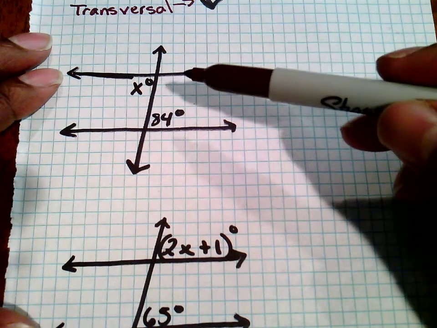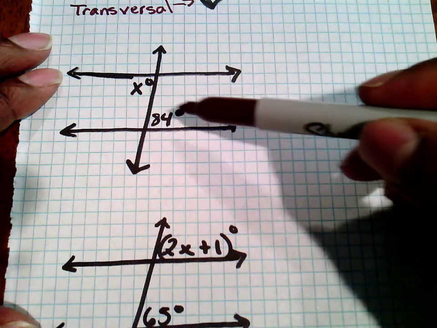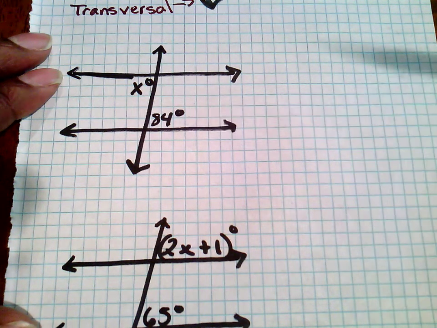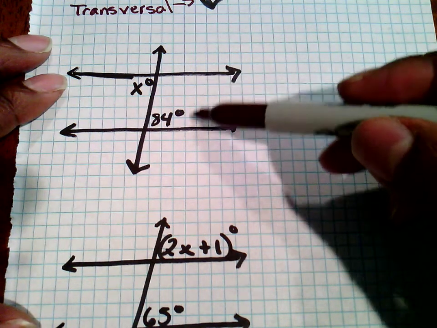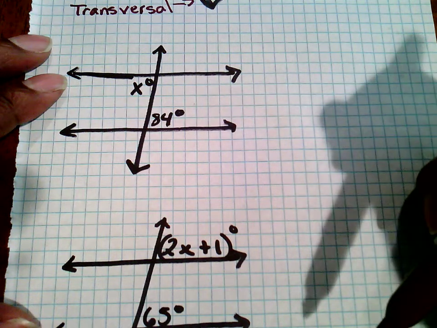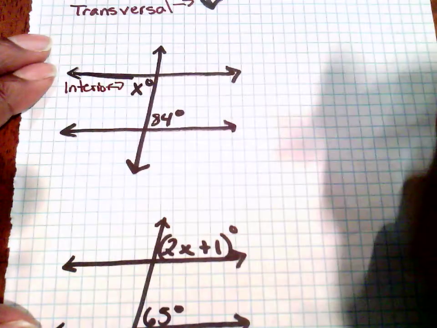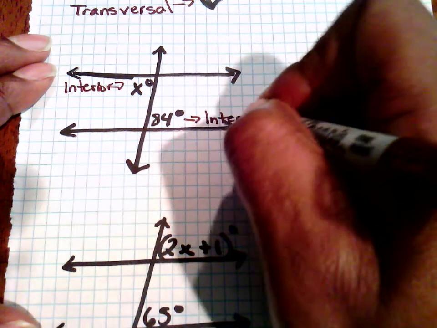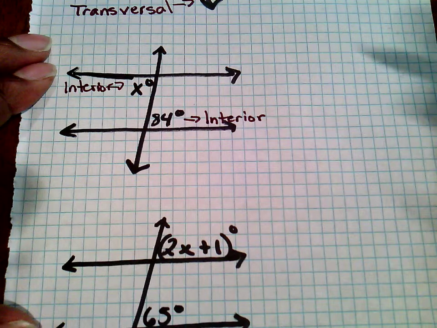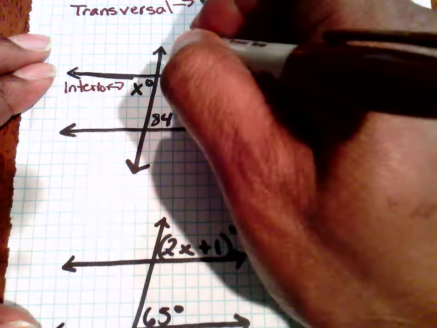All right, here we have an x degree angle here, and an 84 degree angle here. But one thing to notice about these two is that both of these are inside the two parallel lines, which makes your x degree angle an interior angle, and the 84 degree angle is also an interior angle. So we're dealing with two interior angles, two angles on the inside. Now, here's our transversal here.